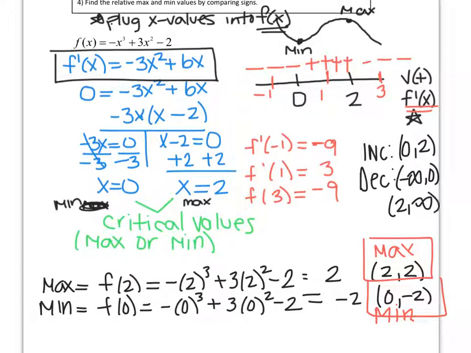All right. So the first derivative can help us find a lot of things about the original function. It could tell us where it's increasing and decreasing, and it could tell us the values of the maximums and the minimums. All right. If you have any questions, please let me know tomorrow.